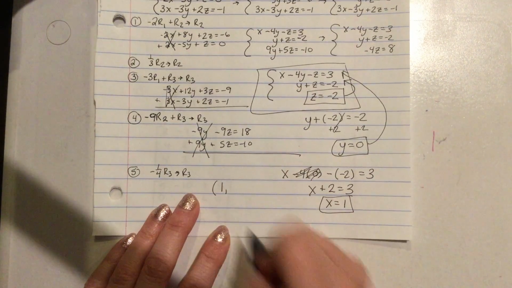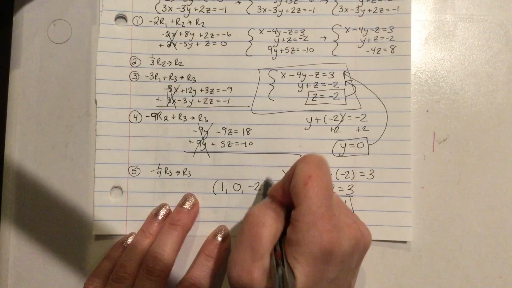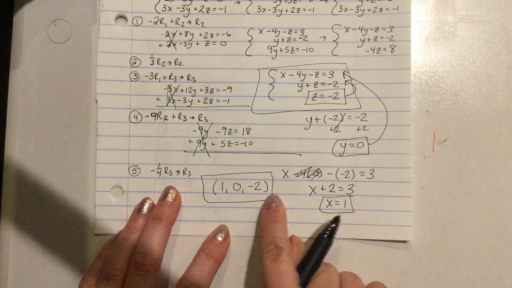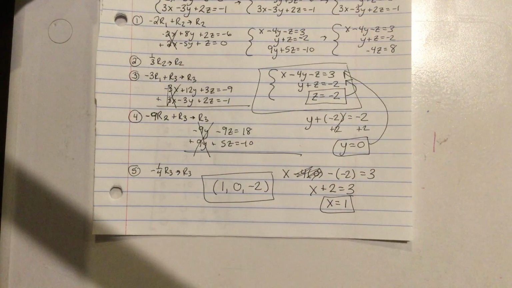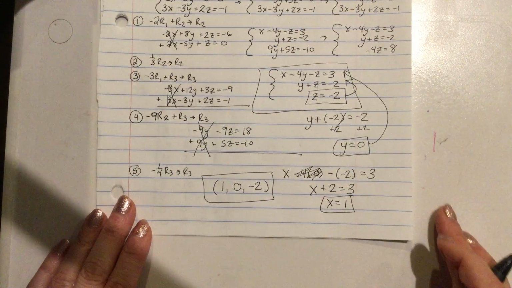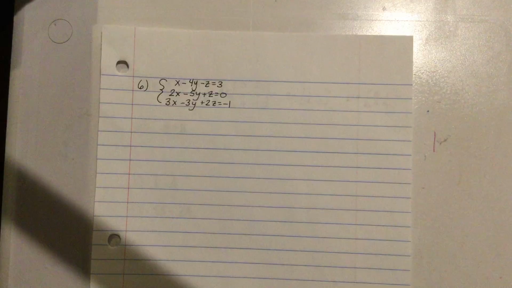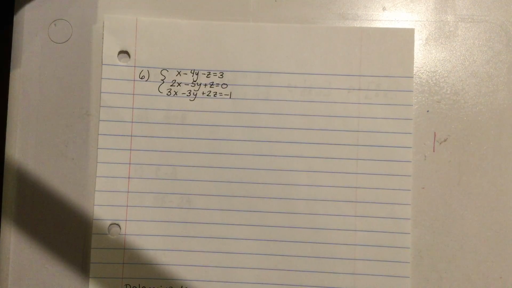So the way that you write that is called an ordered triple. It is in parentheses, x, then y, then z. That is row echelon form using systems of equations. Then what happened in this chapter is they introduced what is called a matrix. And matrices came about because it's another way where we can solve systems of equations.